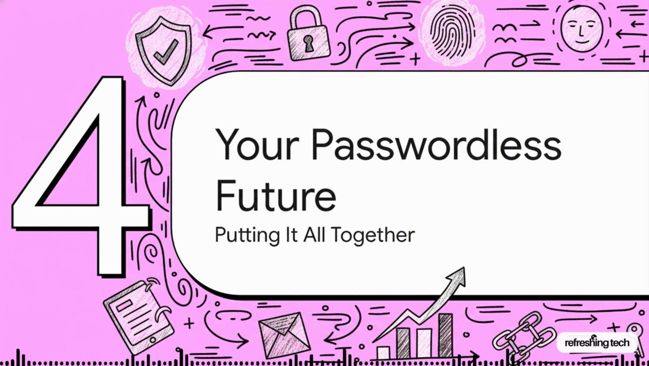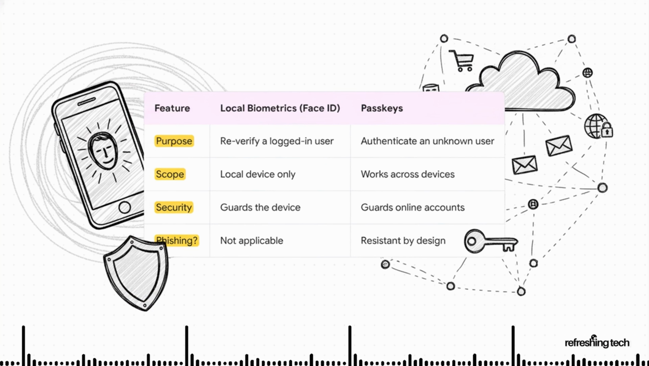So, what does this all mean for your day-to-day life online? Let's put it all together and see why this combination is such a massive leap forward for our security. This table just lays it all out so clearly. Face ID is all about re-verifying someone who's already logged in, and it only cares about that one local device. A passkey, on the other hand, is for authenticating you to a service from scratch, and it works across all your devices. They really do solve two completely different problems, and they do it together beautifully.